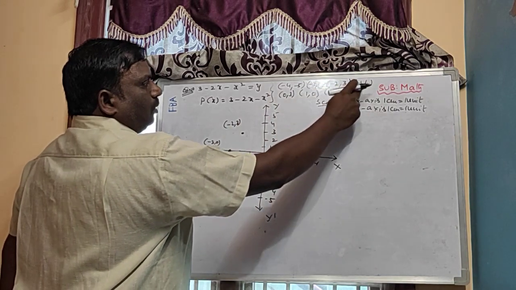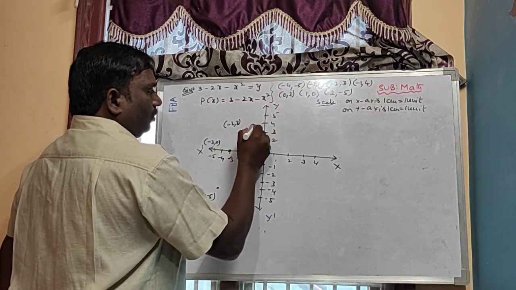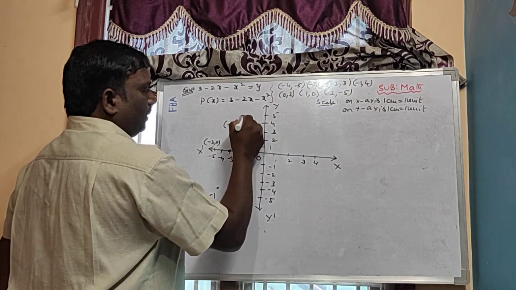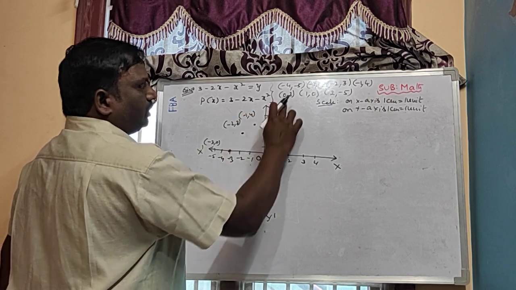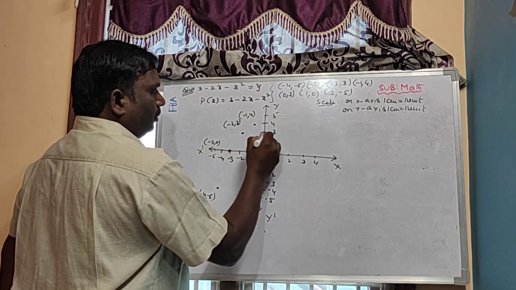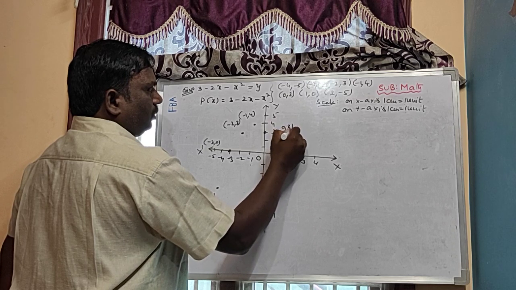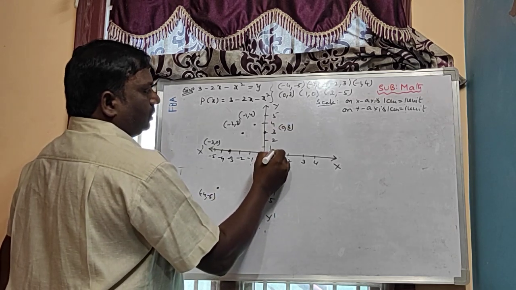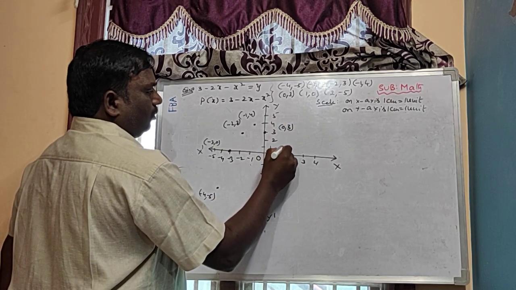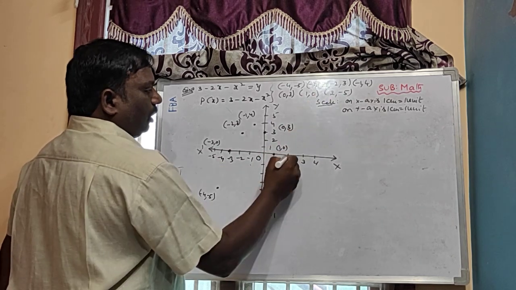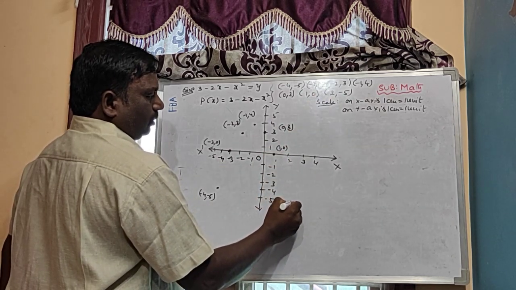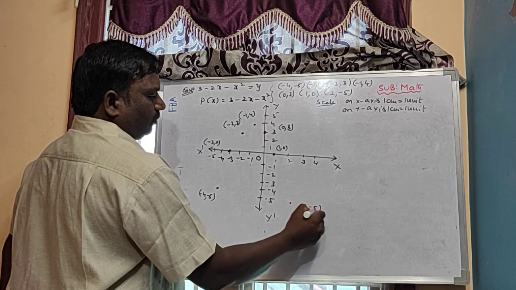Next, minus 1 comma 4. Next, 0 comma 3. Next, 1 comma 0. Then 2 comma minus 5, till here.